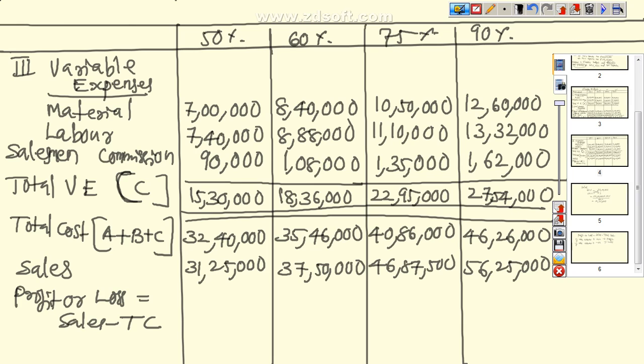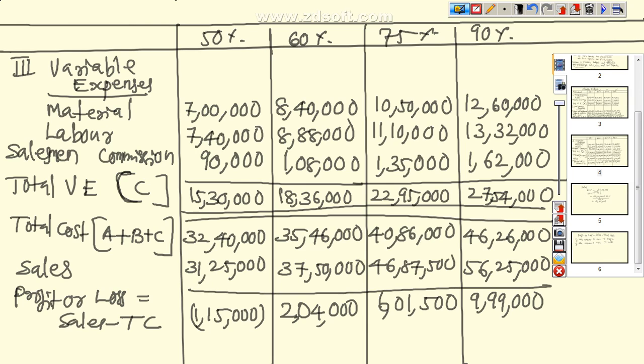In first category, sale is equal to 31,25,000. Total cost 32,40,000. So we are getting a loss of 1,15,000. Second category, sale value is 37,50,000. Total cost 35,46,000. So we are getting a profit of 2,04,000. And third category, 46,87,500 and 40,86,000. So we are getting a profit of 6,01,500. And here we are getting a profit of 9,99,000.